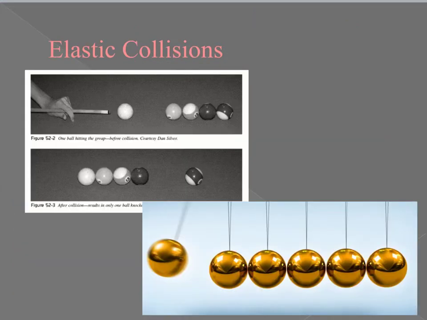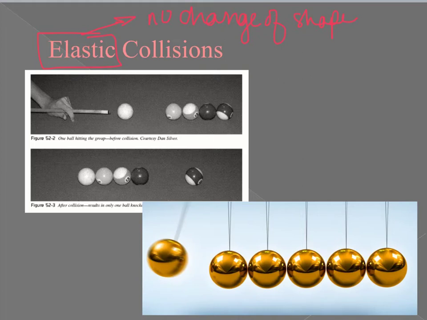Our last type of collision now is elastic collisions. So elastic means the shape does not change. So no change of shape. And these ones are a little more difficult to find in real life because things often change shape.